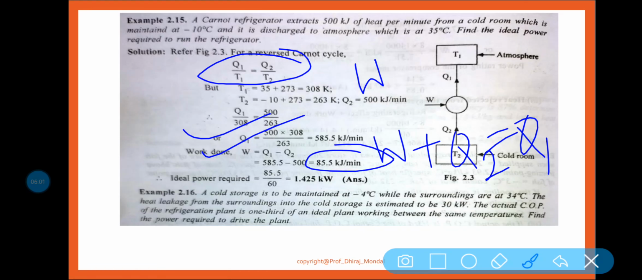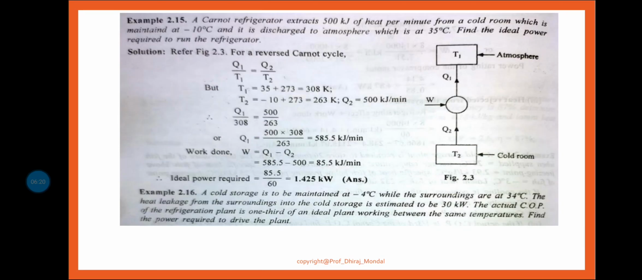So if you want to find out the power in terms of kilowatt, you need to divide it by 60. Then 1.425 kilowatt is the correct answer. This much power is required to run this refrigerator.